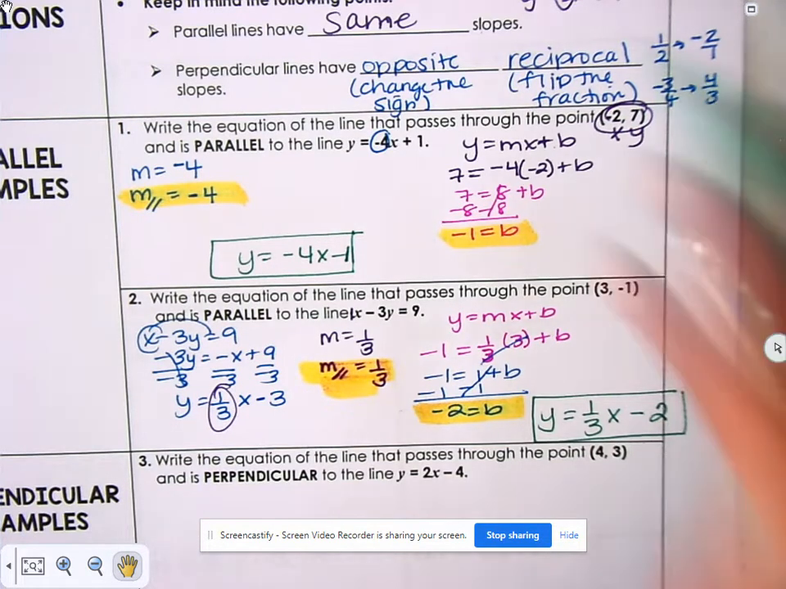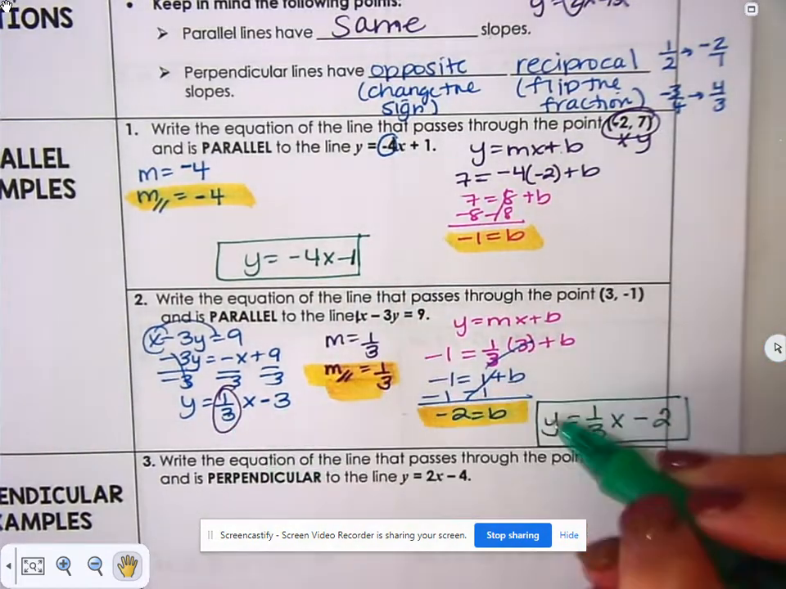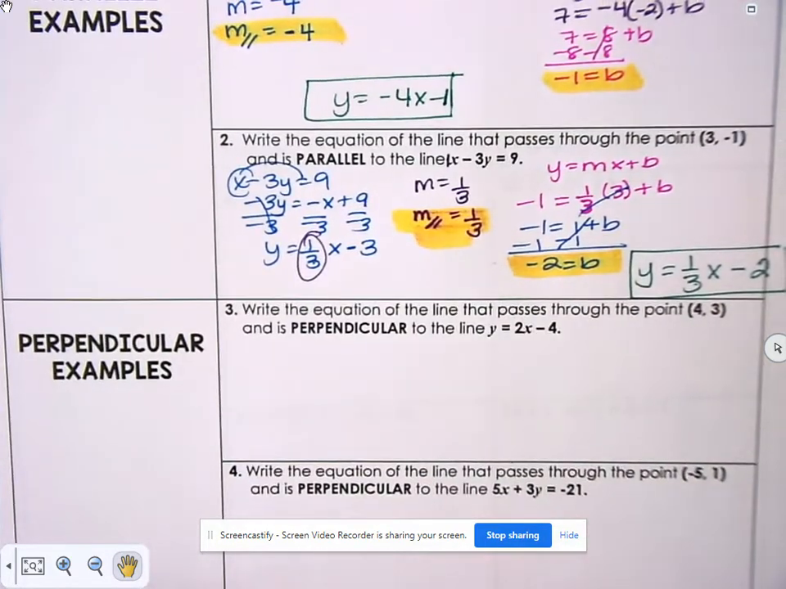Okay, so just recap. Slope is negative 4, slope is negative 4. Once I got y by itself here, slope was 1/3, slope is 1/3. Slopes are the same in parallel lines. The y-intercept will be different.